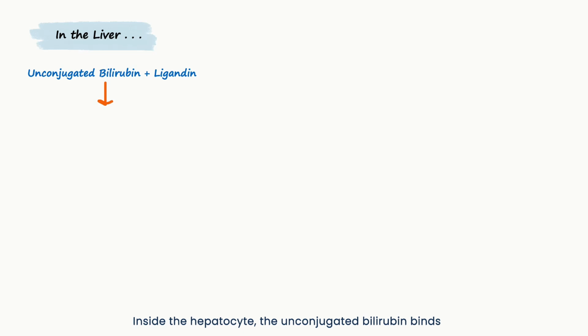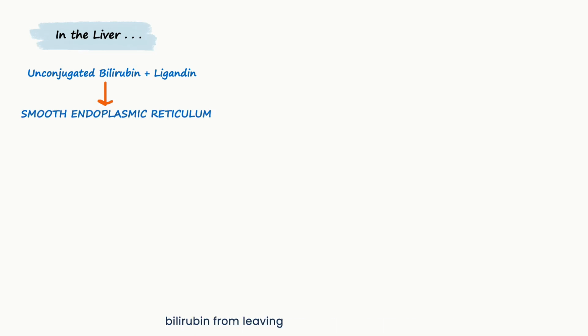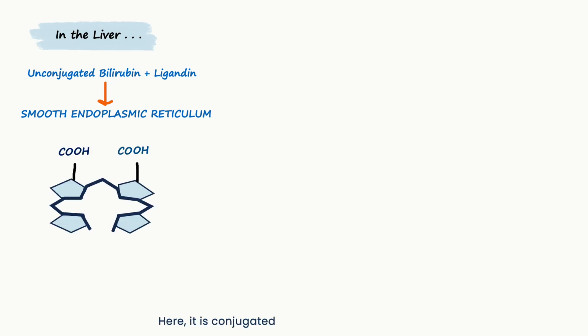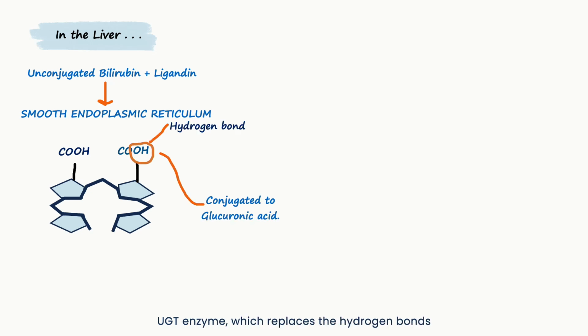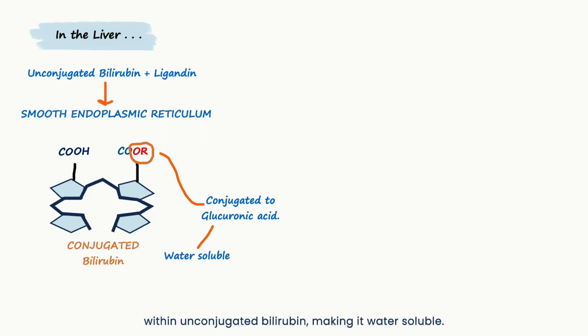Inside the hepatocyte, the unconjugated bilirubin binds to a protein known as ligandin, which stops the bilirubin from leaving the cell and transports it to the endoplasmic reticulum within the cell. Here it is conjugated with glucuronic acid by the UGT enzyme, which replaces the hydrogen bonds within unconjugated bilirubin, making it water-soluble. Once conjugated, it can pass into the bile canaliculi.